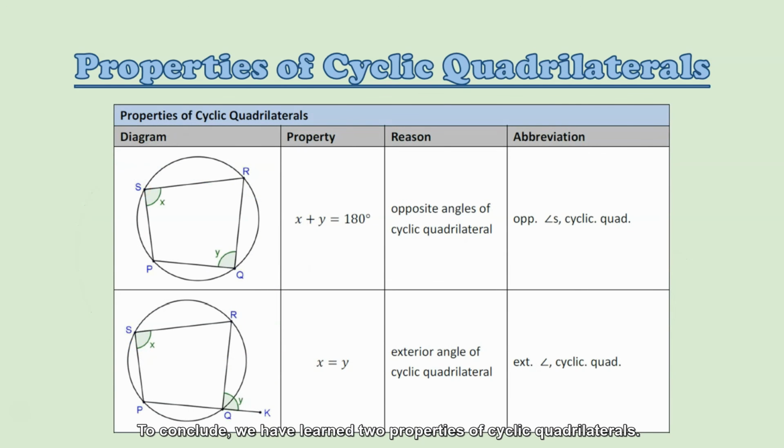This property is referred to as exterior angle cyclic quad. To conclude, we have learned 2 properties of cyclic quadrilaterals. One is about the opposite angles of cyclic quad, and the other one is about the exterior angle of cyclic quad.